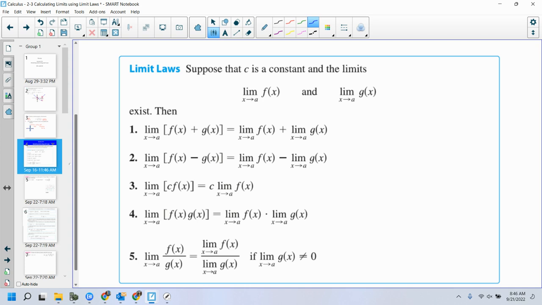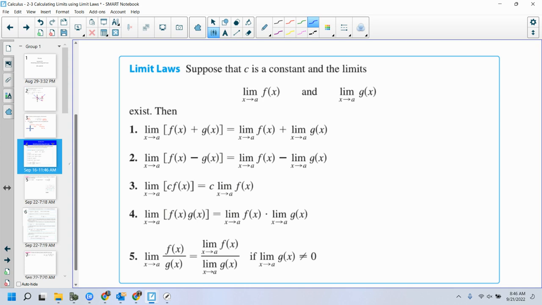Okay, so we're defining C to be a constant in all of these. That's what the premise is. C is a constant, and the limit as x approaches a of f of x and the limit as x approaches a of g of x exist. That's as long as they exist. If the limits don't exist, then things go haywire. Okay, what is this first law saying?